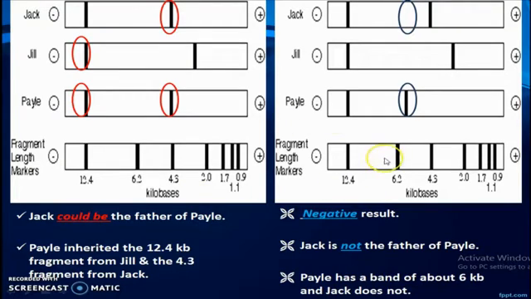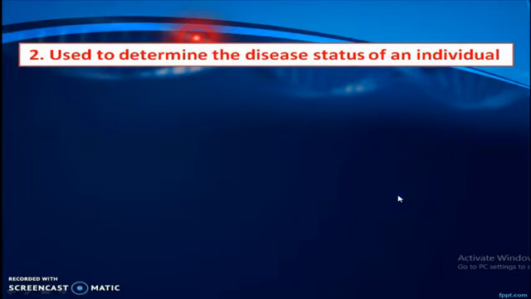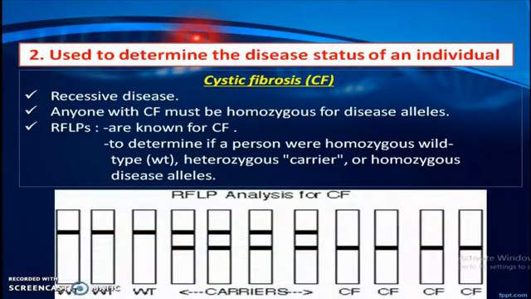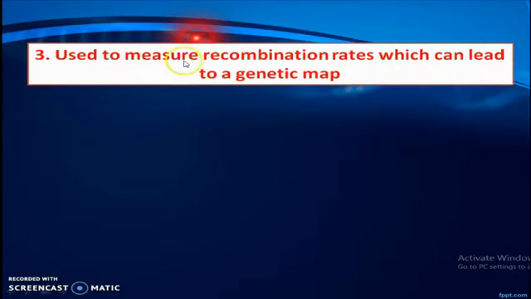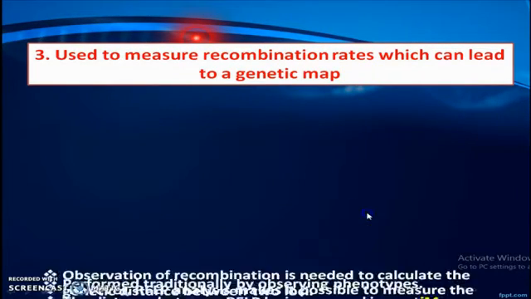On the other hand, the right diagram is an example of a negative result, which shows Jack is not the father of Pearl, since Pearl has a band of about 6 kilobases and Jack does not. Besides, RFLP is also used to determine the disease status of an individual, for example, cystic fibrosis and sickle cell anemia. RFLP is also used to measure recombination rates, which can lead to a genetic map.